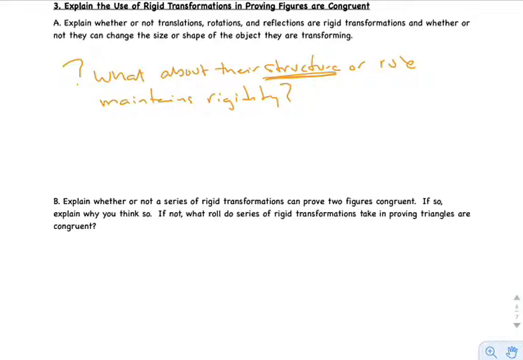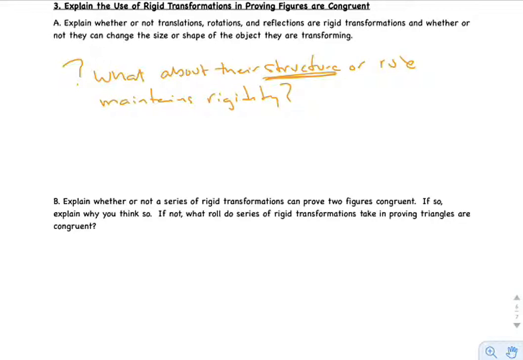So if you think about the vectors of a translation, what about what the vectors do in a translation forces the object not to change? Think about a reflection. What about the structure of reflection forces the sameness to happen? What about a rotation? What's got to be true about how you rotate an object that keeps the distances the same? And so, in the end, it's always about the structure. To answer this question really well, you'd have to go back and review the structure of each of these, and then think about how those structures maintain distances.